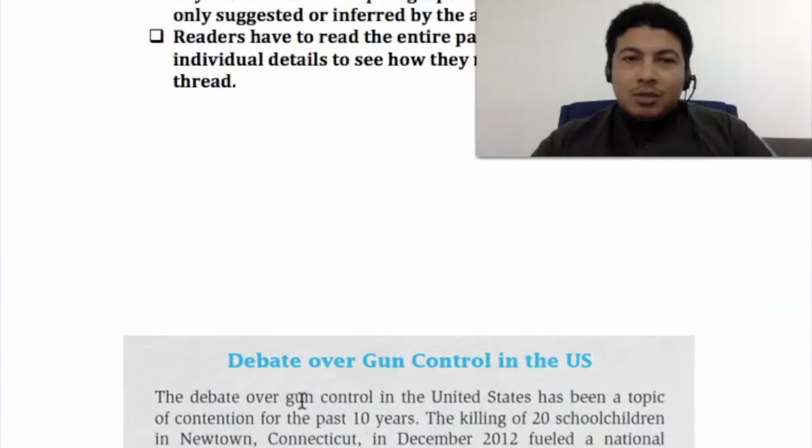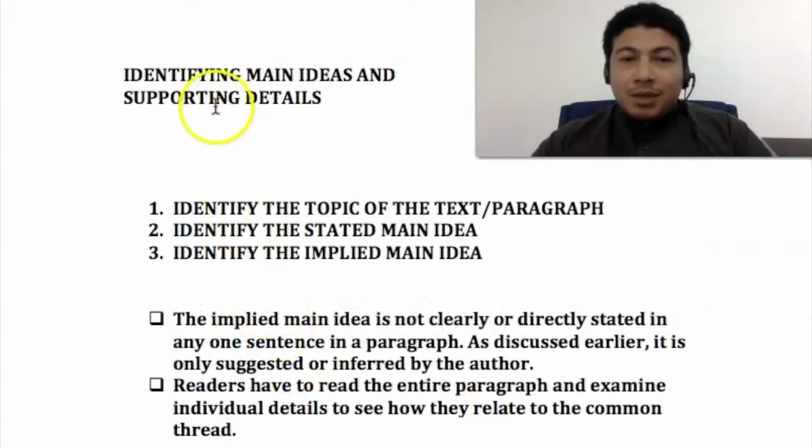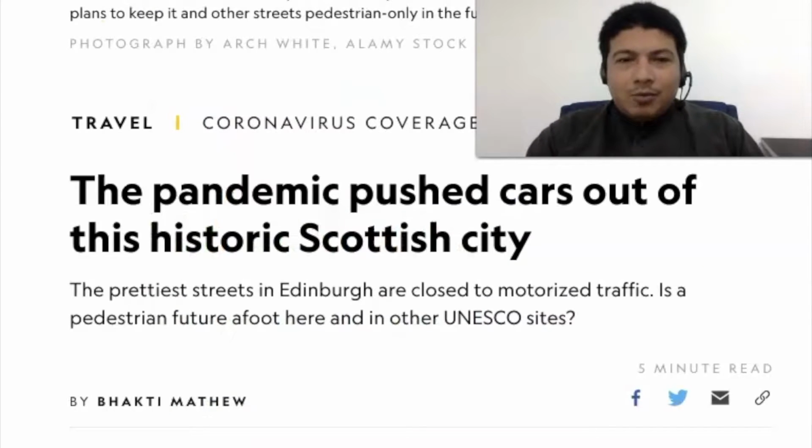So those are some examples of how we can identify main ideas by doing these three things: first identify the topic, then identify the stated main idea, followed by identifying the implied main idea. So let us check out one example of an article and try to look for the topic, the stated main idea, and the implied main idea.